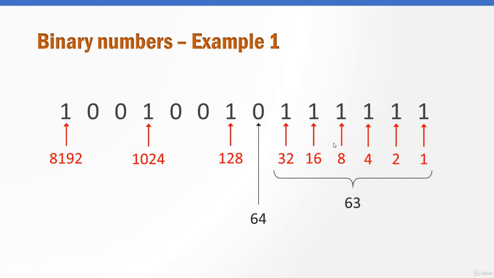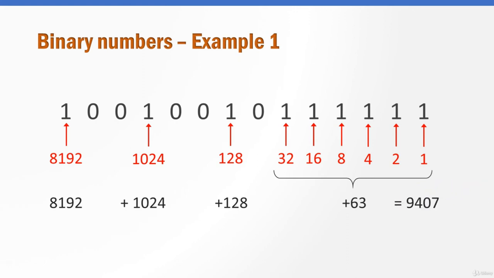So this makes the process easier for us because we don't have to add up every single value we have in this batch, but we know how much this is right away. So we're going to sum 63, 128, 1024, and 8192, and we're going to get the final value, which is 9407.